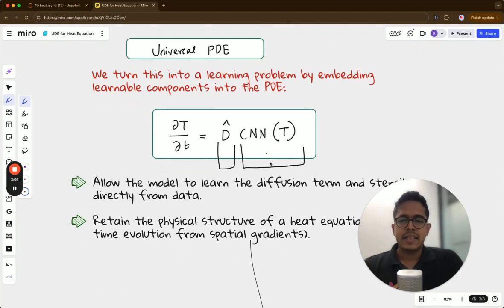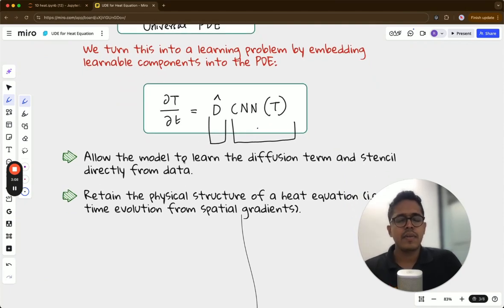But the basic idea is this: we will allow this learnable diffusion term to eventually approximate the actual value of the diffusion coefficient, right? And we will do this using data. So first we will solve the partial differential equation to generate ground truth data. And we will see if we can teach the neural network to approximate the diffusion term.